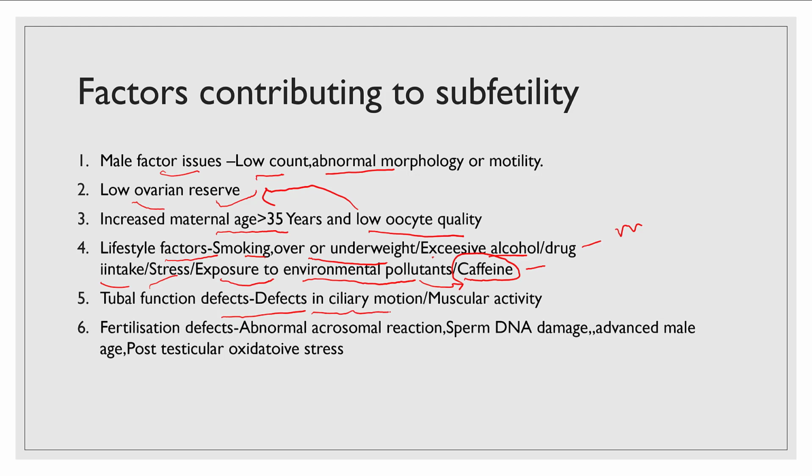So any problem with the tubal motions, tube muscular activity, or ciliary motion will impair your fertility. And then even after reaching the ovum, the sperm may have difficulty in developing the acrosomal reaction, which is necessary for it to penetrate the zona pellucida of the ovum. If the sperm DNA is damaged, again due to various environmental toxins, pesticides and other things damaging the sperms.